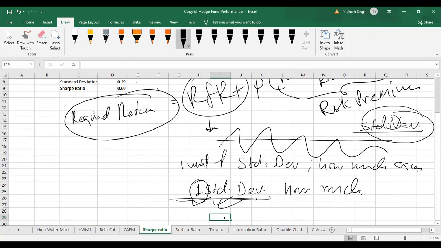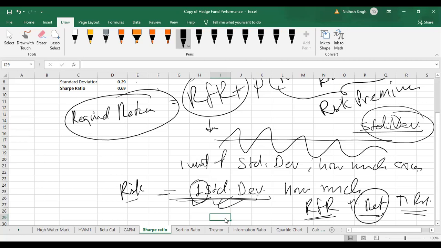I would love to have my RFR, basically the risk-free rate only. But if you give me some additional return, then I'll say, okay, I'll take some additional risk. So I'm ready to take additional risk, but how much return are you giving? That's why I divide the excess return by standard deviation, so that I know that for 1 unit of standard deviation, which means 1 unit of risk, how much additional return you are going to give me. That's what the Sharpe ratio is.